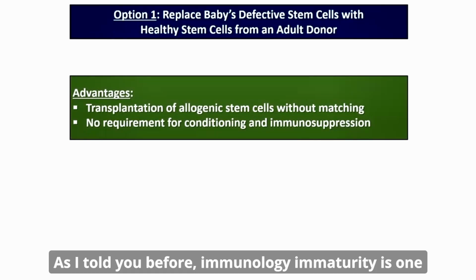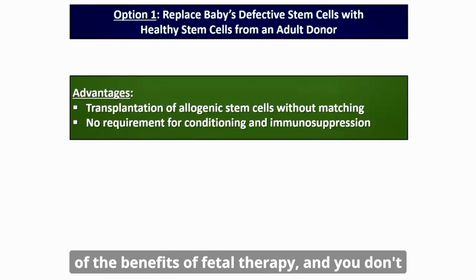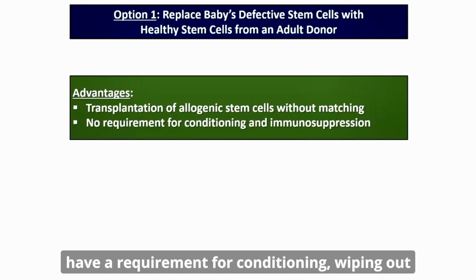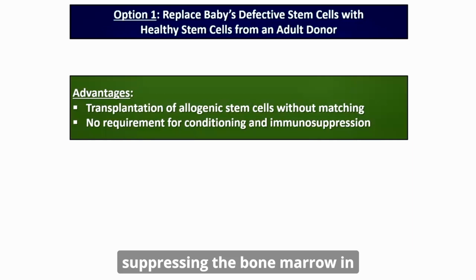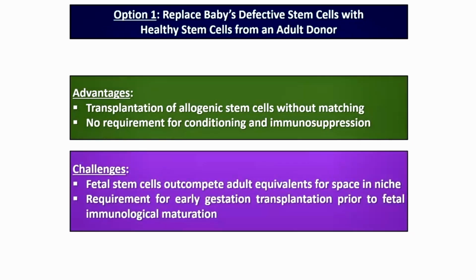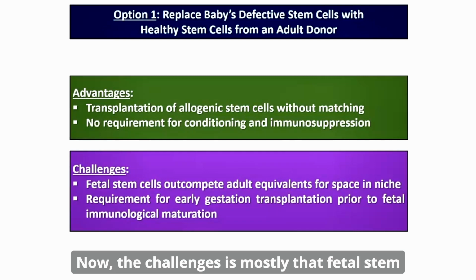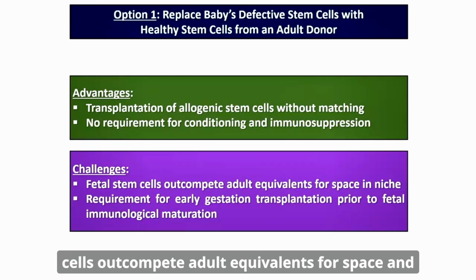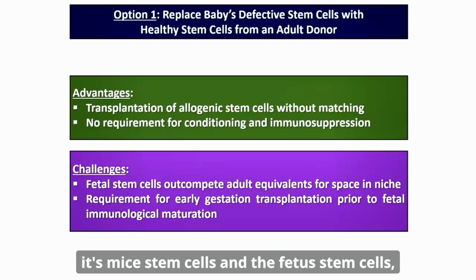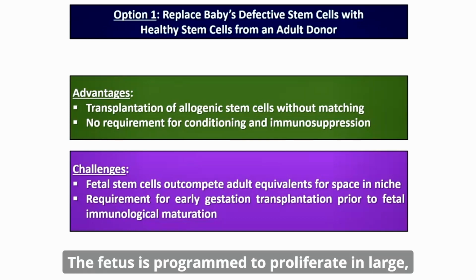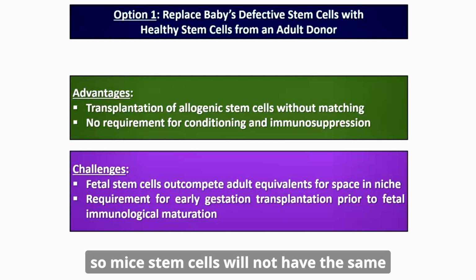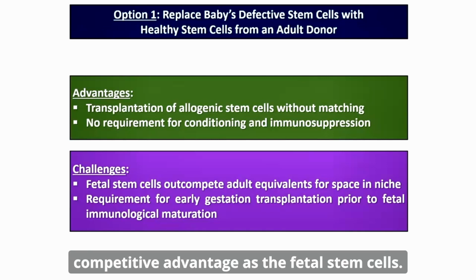As I told you before, immunological maturity is one of the benefits of fetal therapy, and you don't have a requirement for conditioning, wiping out the bone marrow, and immunosuppression, suppressing the bone marrow in order not to reject the cells. Now, the challenge is mostly that fetal stem cells outcompete adult equivalents for space and niche. Mice stem cells and fetus stem cells, they're not quite the same.